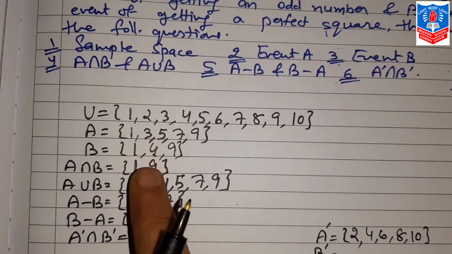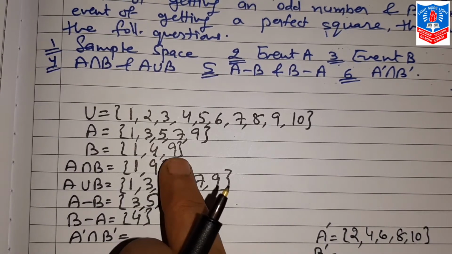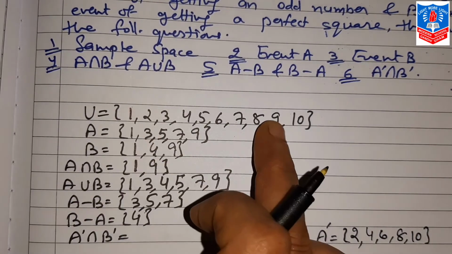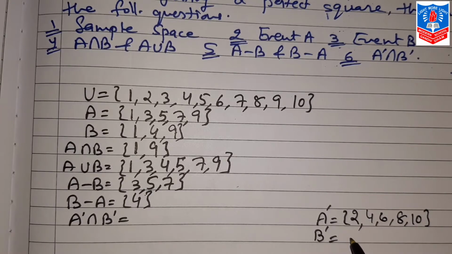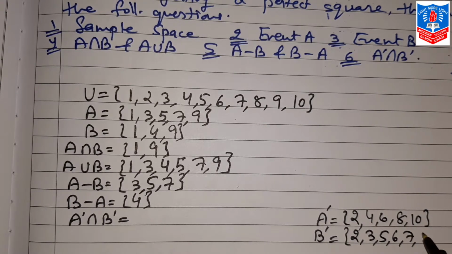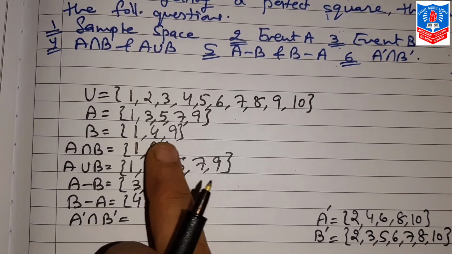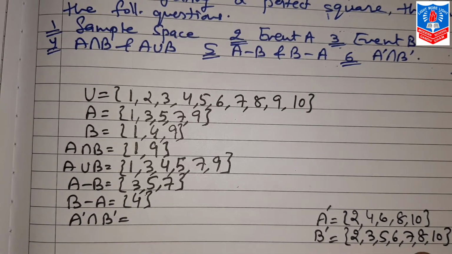B dash: 1, 4, 9. Except these 3 numbers, rest all numbers from sample space U, that will be your B dash. So here will be what? 2, 3, 5, 6, 7, 8 and 10. You can see this 1, 4 and 9. Except these 3, rest 7 numbers are there, B dash.